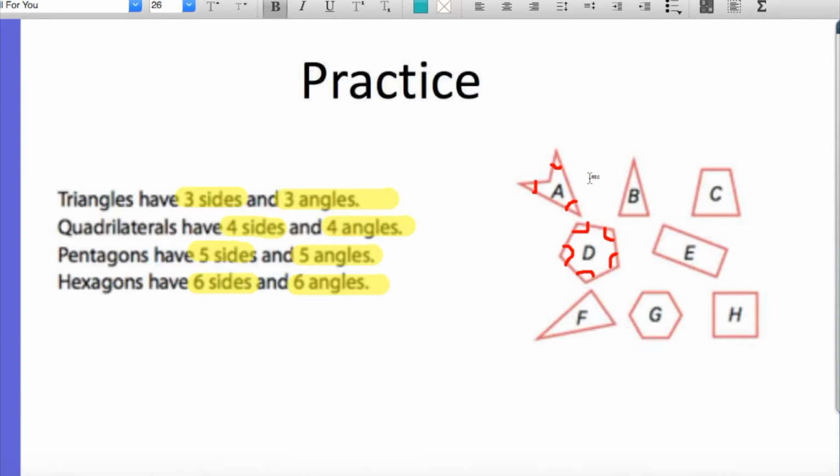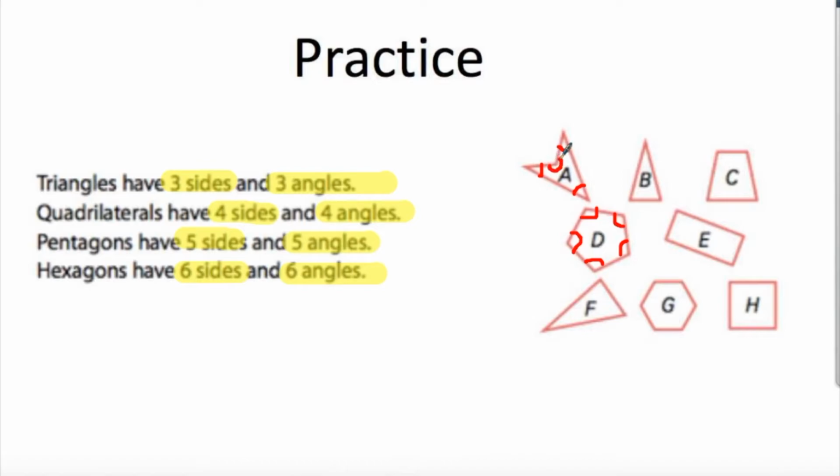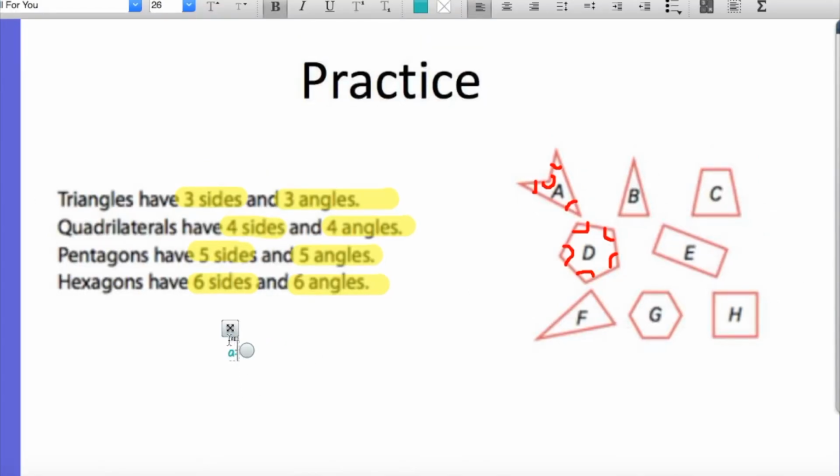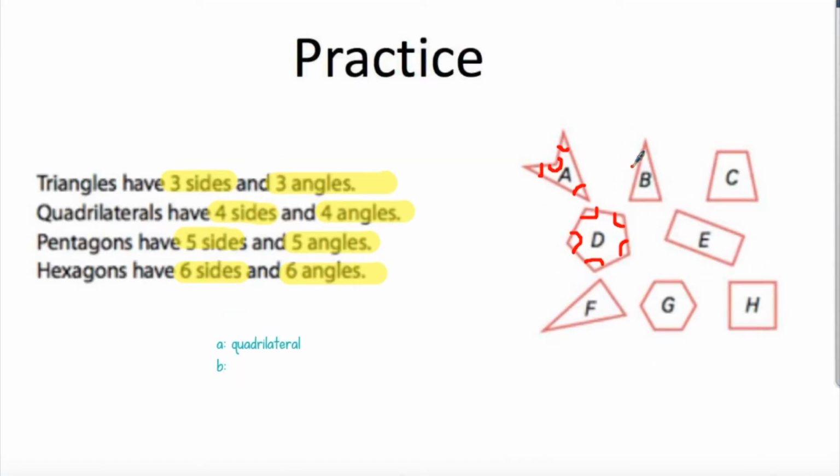So let's just look at this one. We've got 1, 2, 3, 4 sides. Okay, and here's an angle as well. 4 sides and 4 angles. So when we're looking at this, it is classified as a quadrilateral. So A is a quadrilateral. Okay, let's look at B. I see 3 sides and 3 angles.